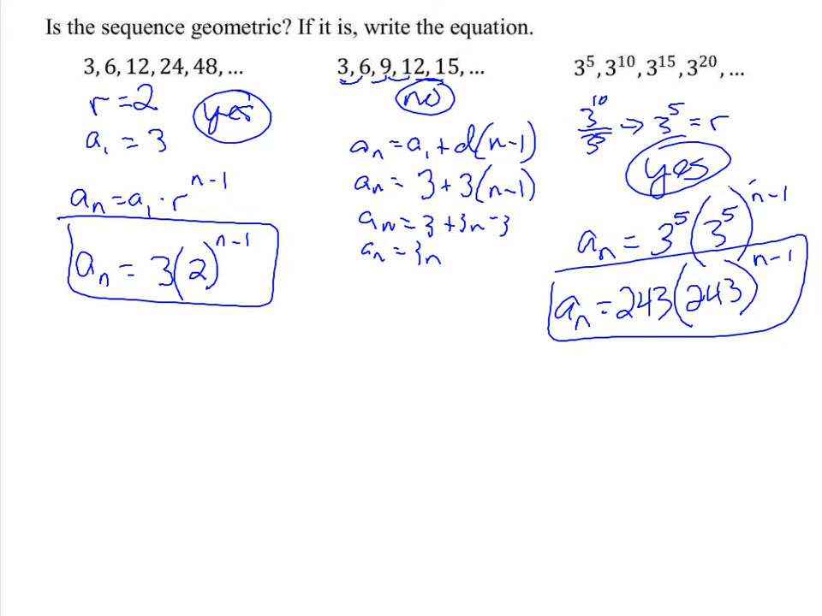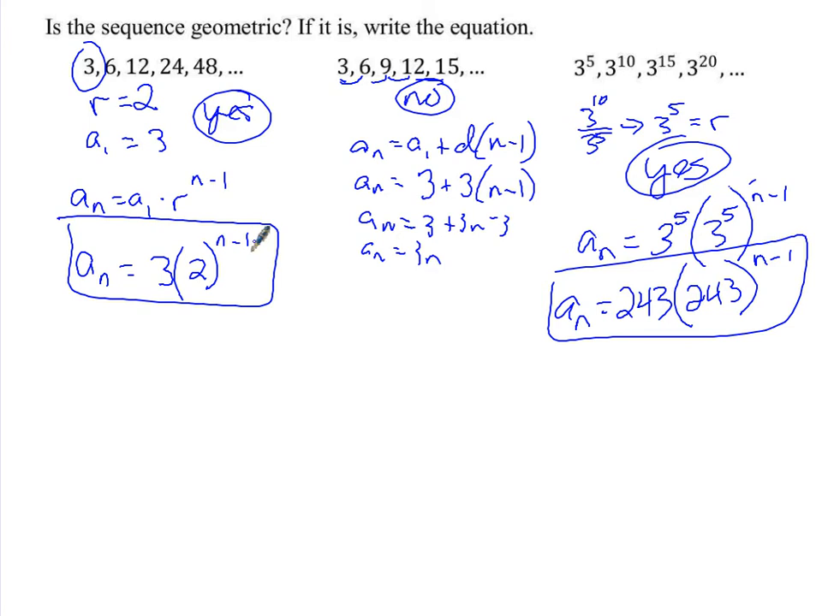The reason why these formulas work is the first term in the sequence is 3. To get the first term in the sequence, I need to plug 1 in for n. If I plug 1 in for n right here, I wind up with 1 minus 1 in my exponent, which gives me 0. And then anything to the 0 power is 1. So 1 times something better give me that first term. So that something better be the first term.